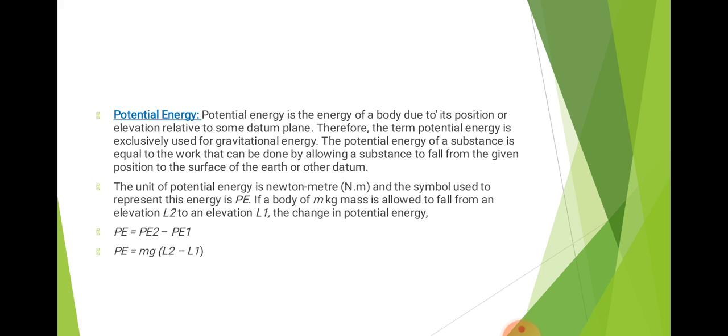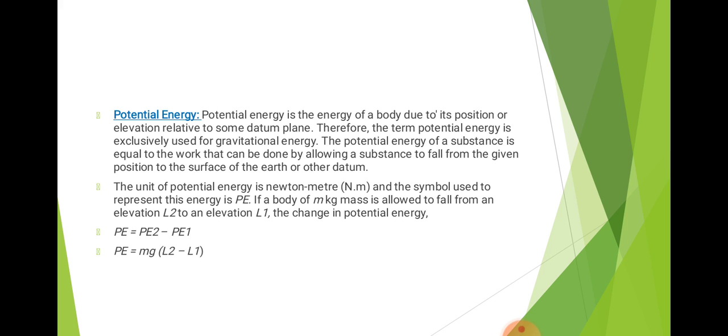So the formula for the potential energy is mgh. So in this condition we have to find out the actual potential energy of the mass of the body. So the formula becomes mg(L2 minus L1), that is, elevation level 2 minus elevation level 1.